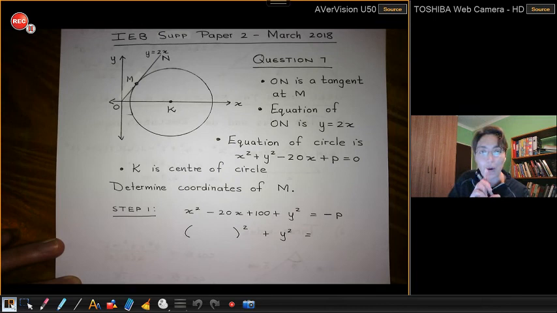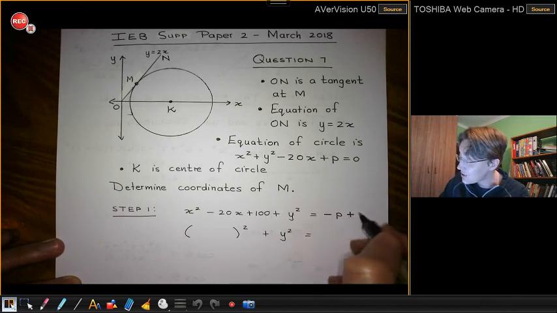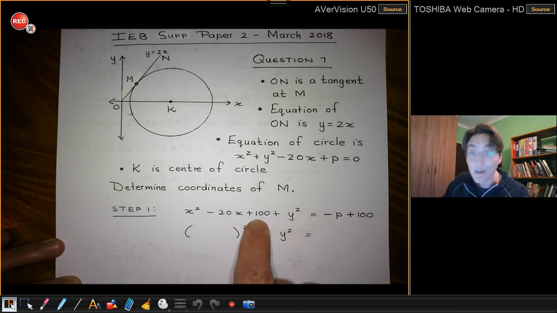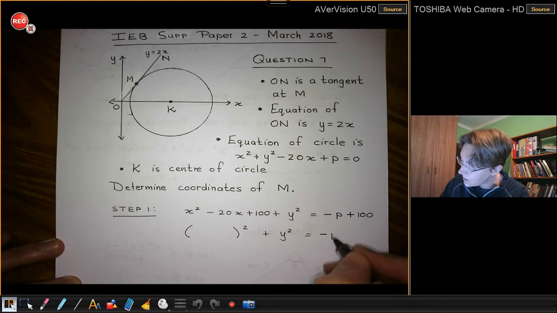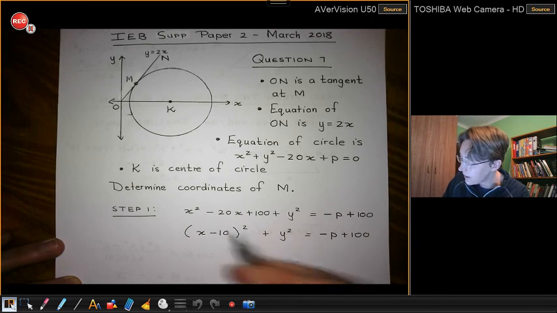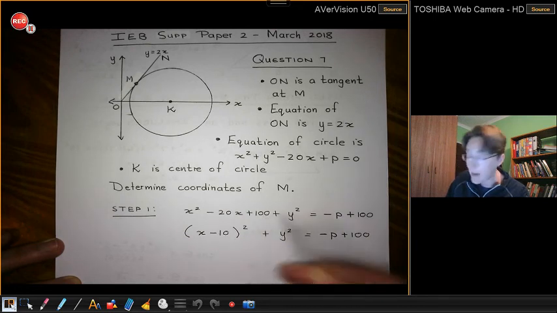Oh, sorry, almost forgot. I added 100 to this side, so I need to add 100 to this side. Please, please, people, don't forget that. If I add values to the left-hand side of an equation, I always have to add values to the right-hand side. So I can then go and say this is minus p plus 100. Now this one's obviously then going to be x minus 10. That's the value I had when I halved it before I squared it to add what needed to be added.